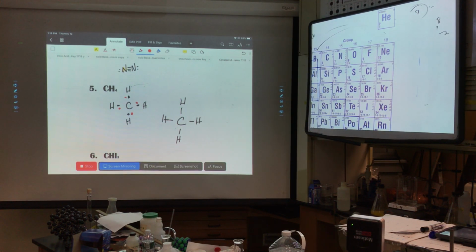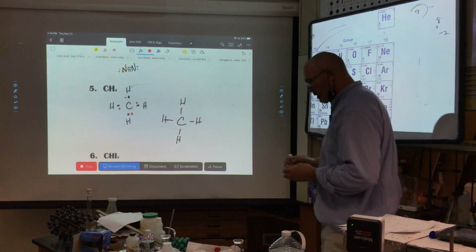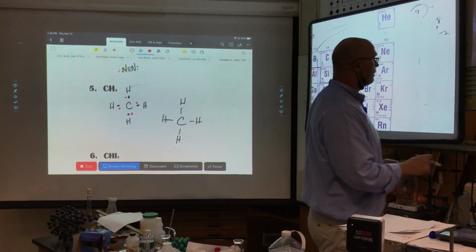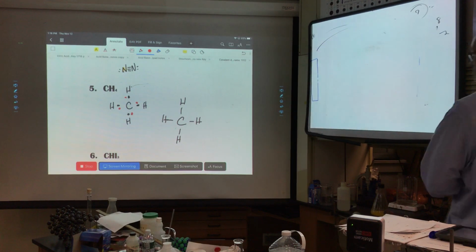Okay, I'm going to draw an amino acid. Darn it, I didn't have it up here. I'm going to draw you an amino acid. Let me get this off for a second. Here's the basis of an amino acid.